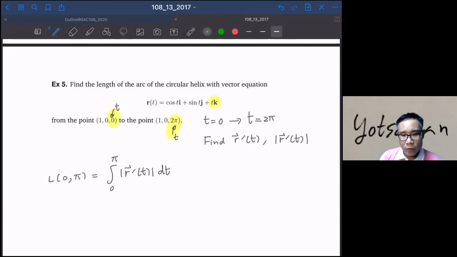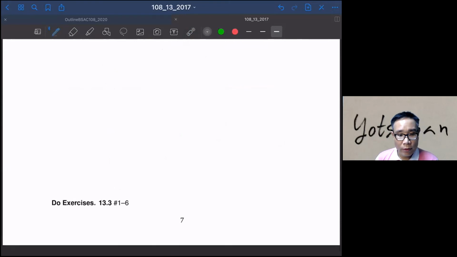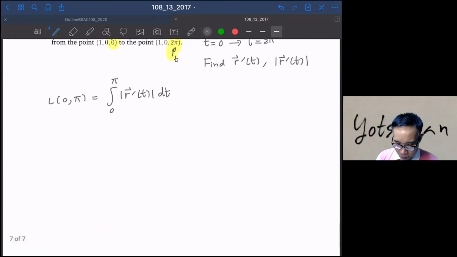I'm going to let you try to do this one on your own first, and then I'm going to give you the solution during the recitation, okay? And that would be it. And you have exercise 13.3, question 1 to question 6 in order to practice for this one, okay?